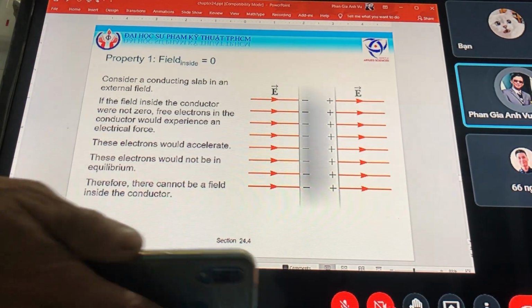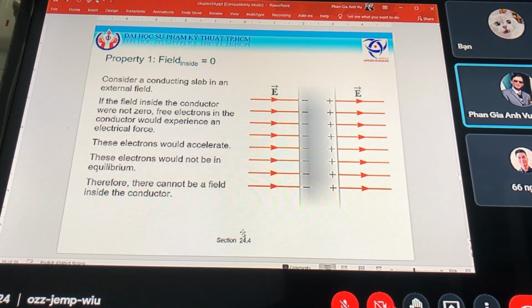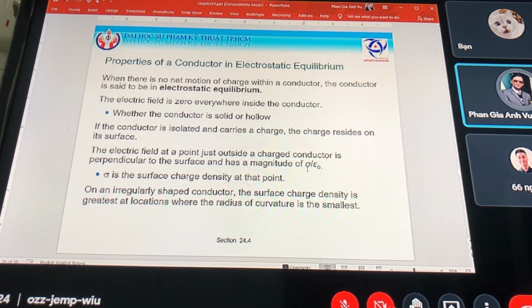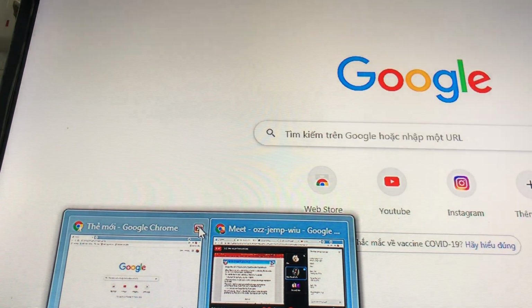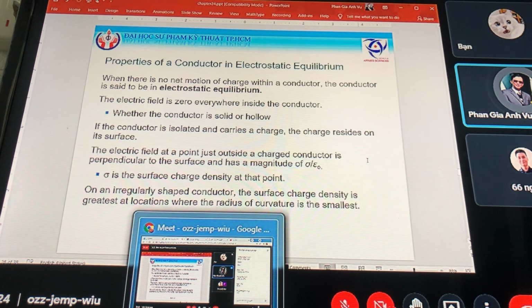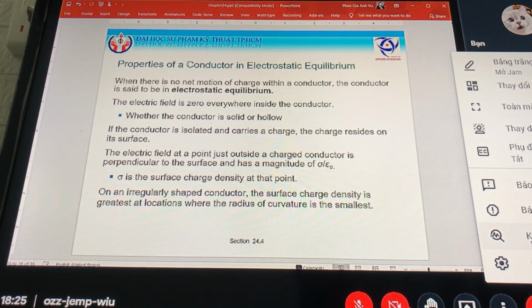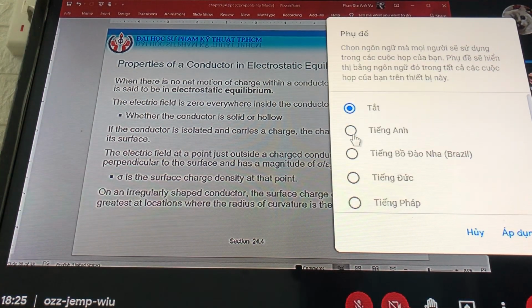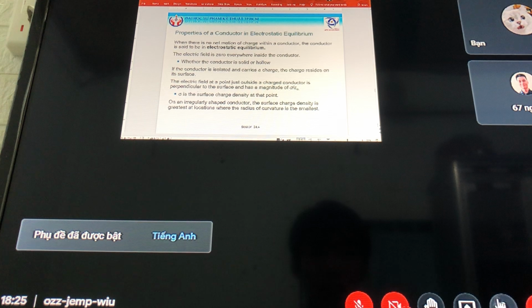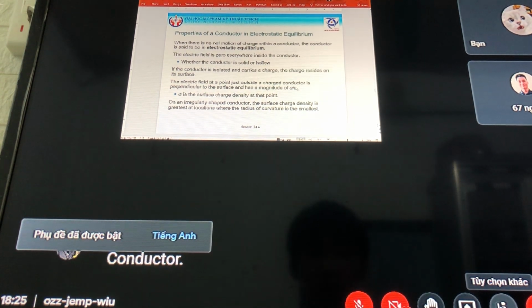Okay, let's look at the properties of conductor in electrostatic equilibrium. We already knew what conductor is. Can you give me some examples for conductor? What is conductor?